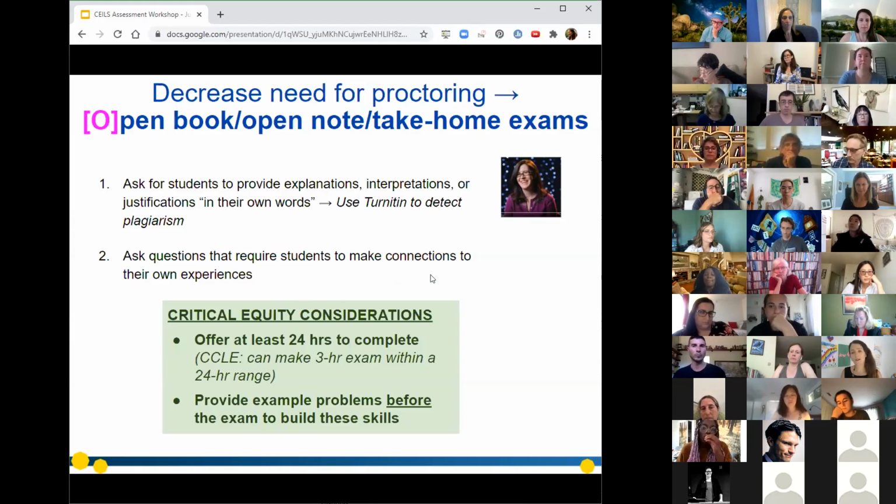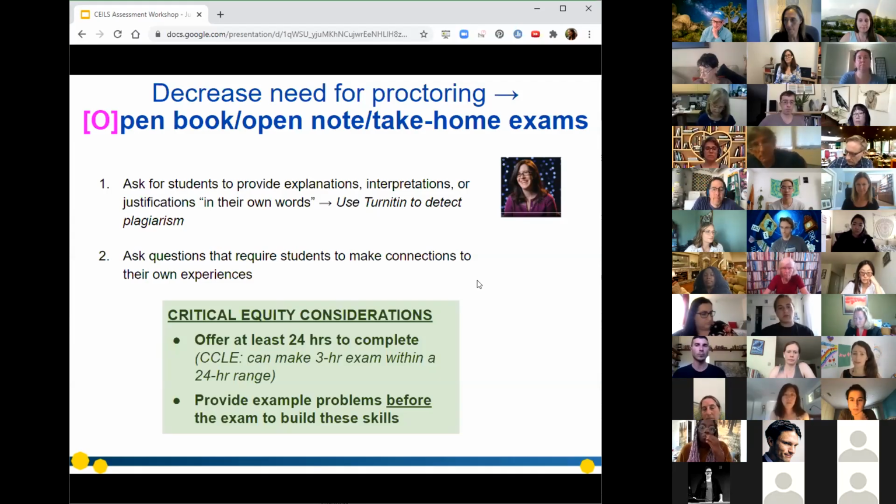Ask questions that require students to make connections to their own experiences. If it's specific to where they live, or where they work, or what they do, it's harder to just look online and cheat off of that. They need to think about it and connect it to their world.